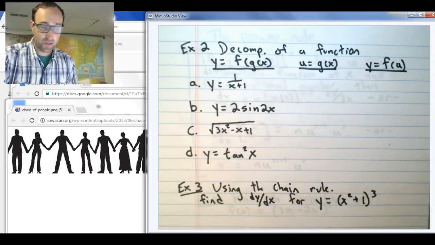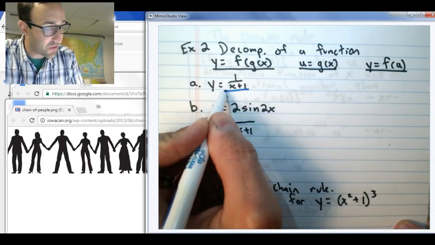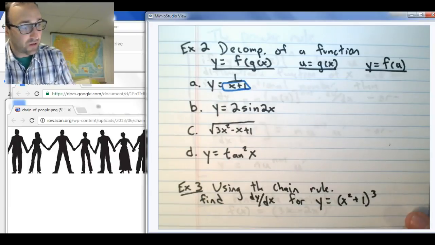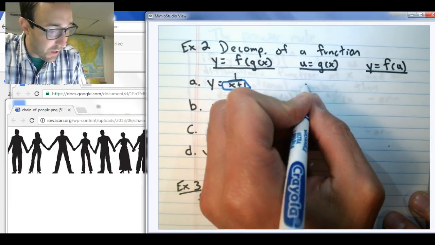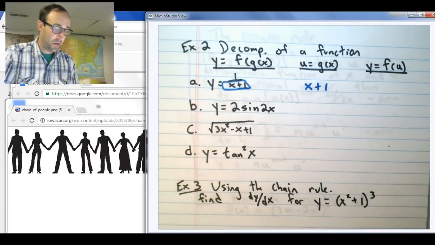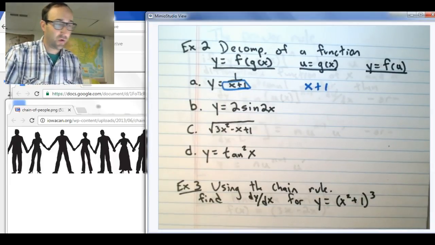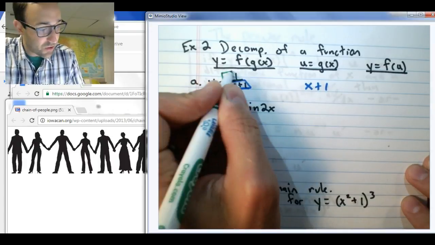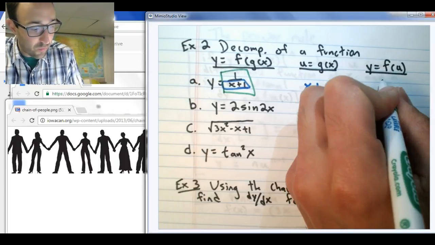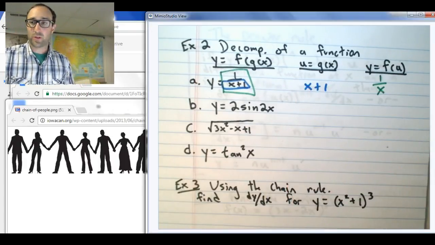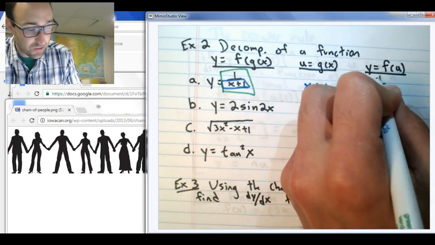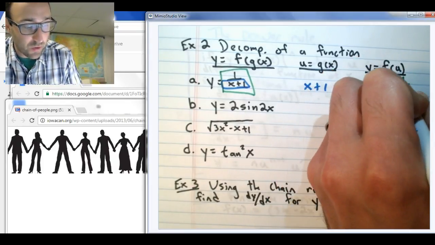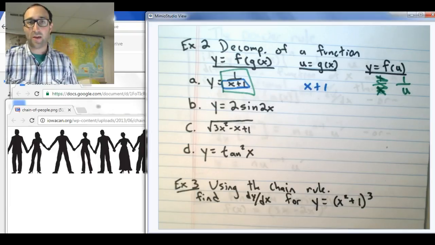Okay, so u in this case is going to be the stuff that's in the bottom. It's like the stuff that's inside, all right? So u is going to be x plus 1. All right, so that is our u, and our y equals f of u is the bigger function. It's going to be like the 1 over x function, or 1 over u is probably a better way of writing it. I'm going to say 1 over u. That way we don't get confused as to what we have and what we need to do.